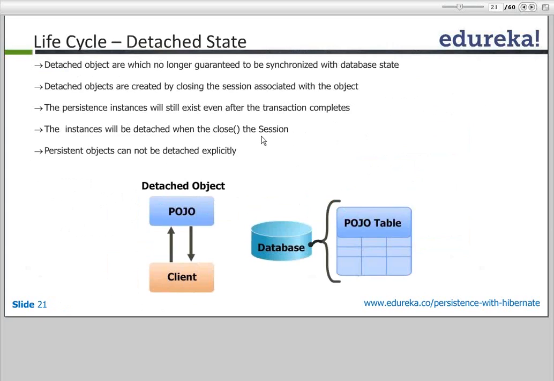From the persistent state, once the session does its database interaction and closes, the object moves to a detached state. What is interesting is that it's possible to reattach this detached object, and the same mapping to the same row can be achieved for this object which was there when it was in the persistent state.